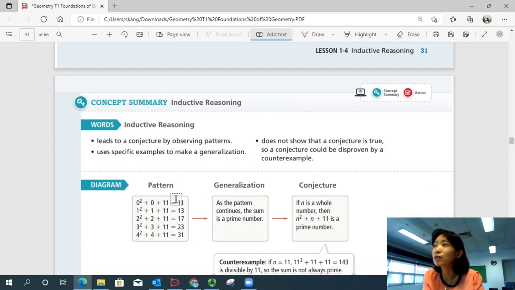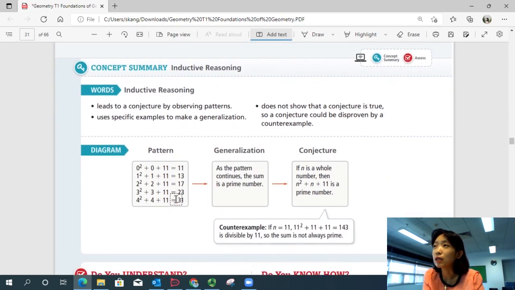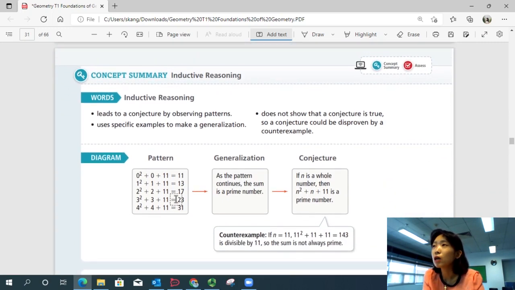Let's summarize our lesson. Inductive reasoning. So remember that inductive reasoning leads to a conjecture by observing patterns. It uses specific examples to make generalizations. But it does not show that a conjecture is true. So a conjecture could be disproven by a counterexample.